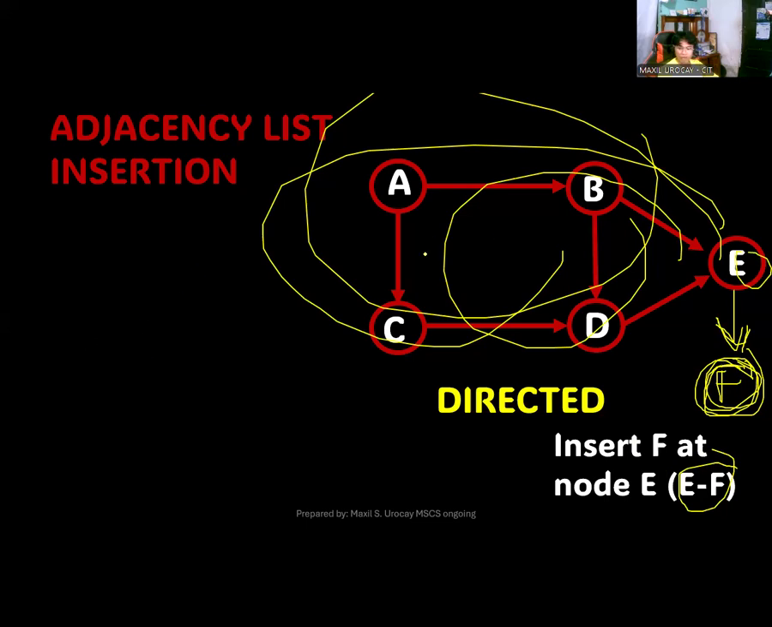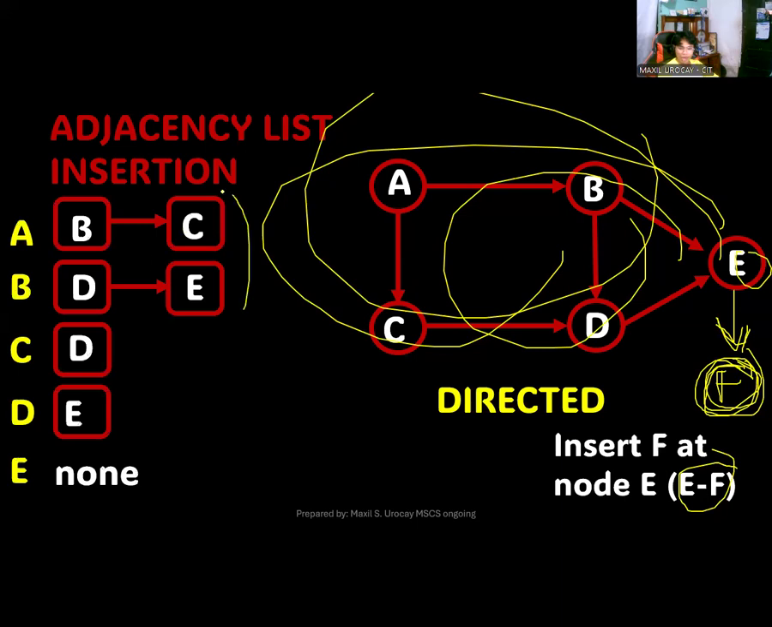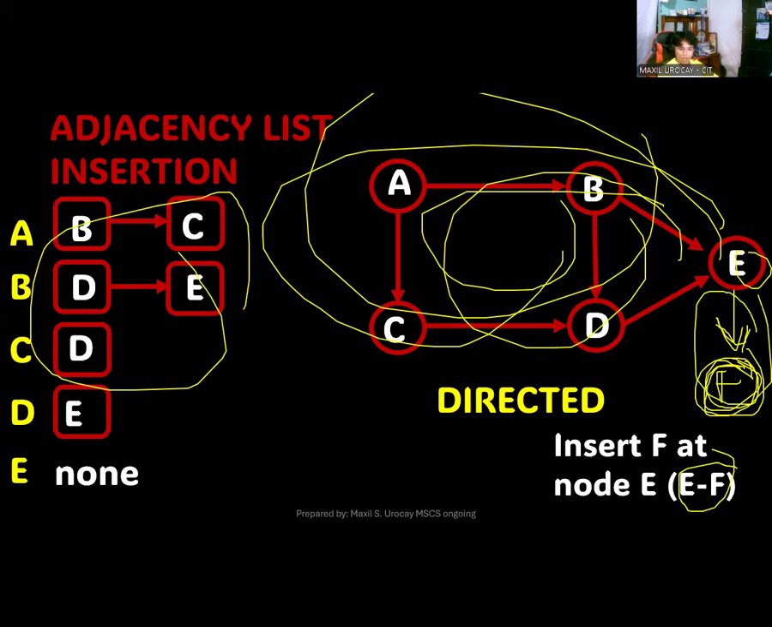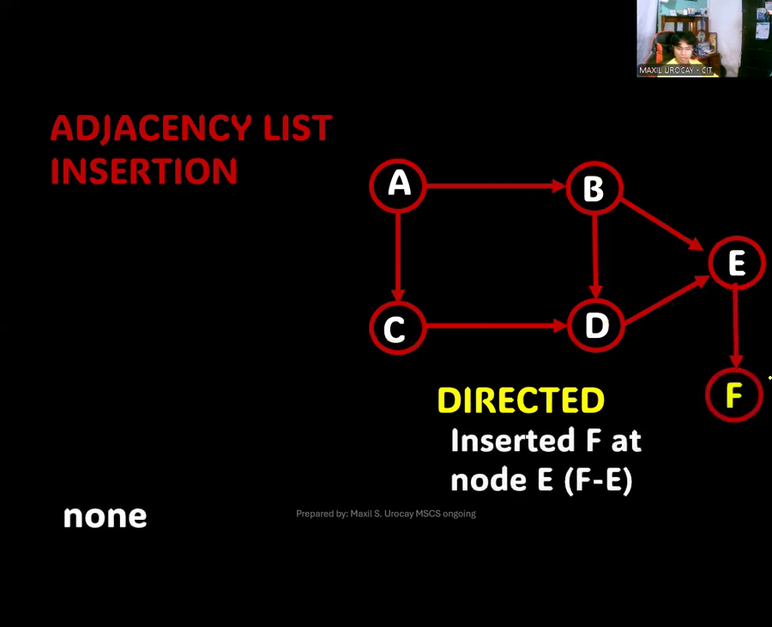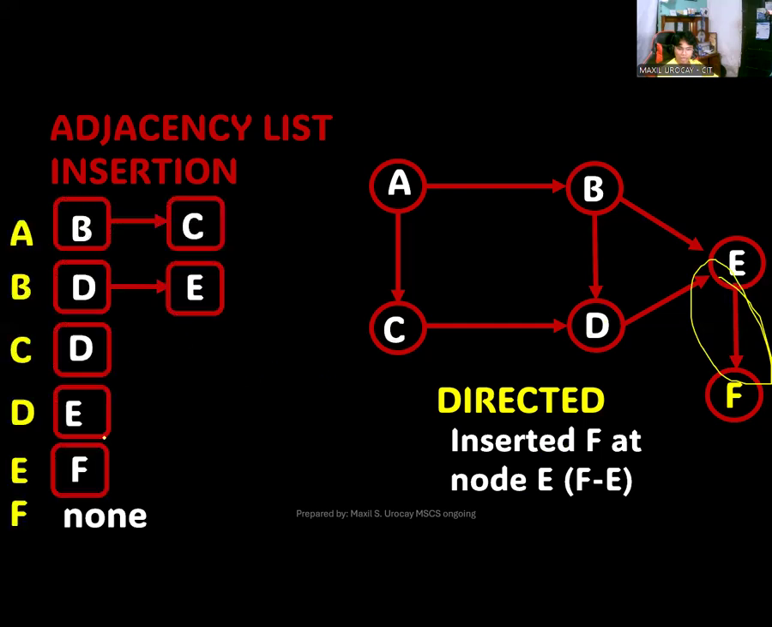Suppose that you have an adjacency list for this particular graph. Since we inserted F, you add F to the list, and that will be none since F has no adjacent vertex. And for E, instead of none, it will be F right now. That's how you update it since you already inserted F, and that is our update as I mentioned.